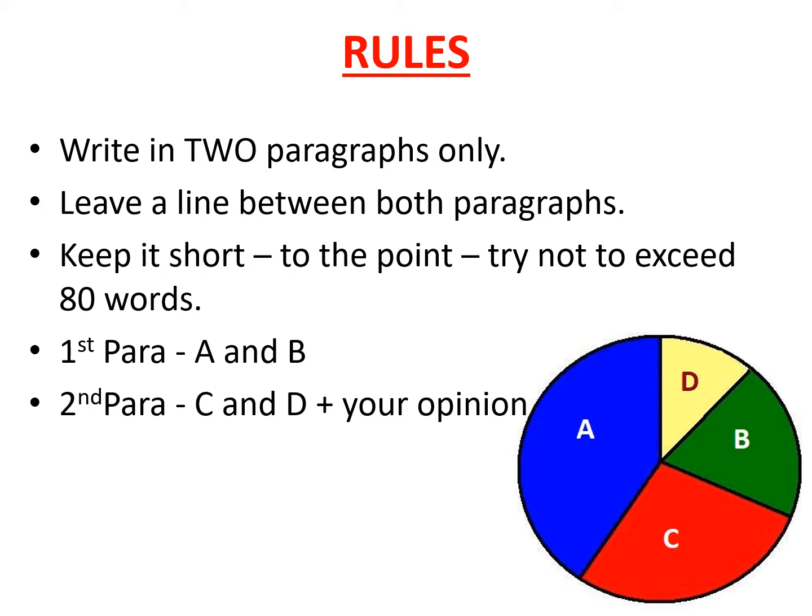So the first paragraph must include the explanations of parts A and B of your pie chart. And second paragraph should include the explanation of C and D and your opinion. Now your opinion will have to be a max of 2 lines. Please try and keep it very simple and short, preferably in 1 line. But if not, 2 lines max.